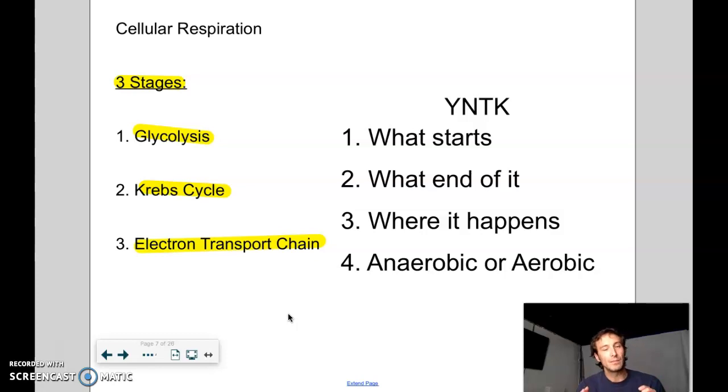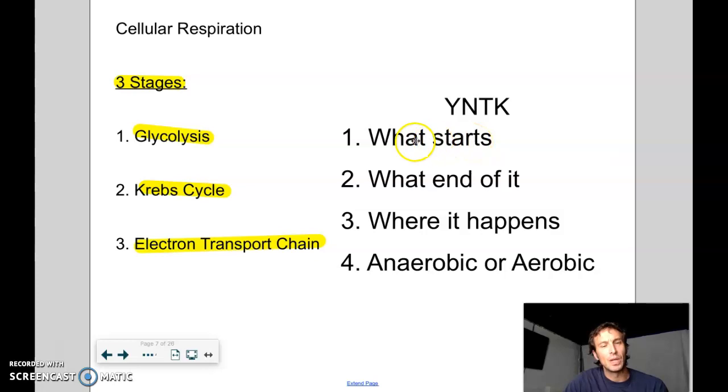The Krebs cycle. Lots of PhDs to figure that out. So we're just going to do an overview of it. And then the electron transport chain. There's going to be a lot going on in these next few slides you're going to start taking notes on, but I want you to pay particular attention to these things. What is happening when it starts?